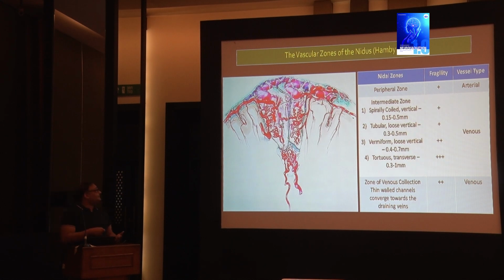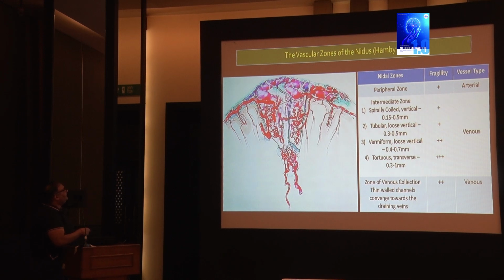What you also have to realize is each of these vessels has got a different level of fragility. The peripheral vessels are more arterial and they have the least fragility, but as you come to the intermediate zones, this is where the fragility of the vessels is very high. The maximum fragility occurs when you have intercompartmental connections and these intercompartmental channels. These are the weakest.